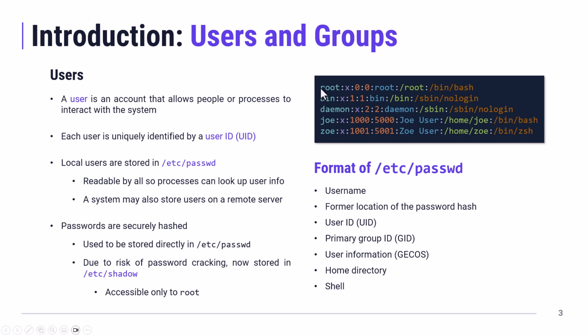So we've got your username, the former location of your password, then you have your numeric user ID, your UID. You have your GID, the ID of your primary group, and we'll talk about that in a minute. You then have what's called the GECOS field. It's a historical name, but it basically stores your user information, generally your full name. You then have your home directory and, of course, your shell.